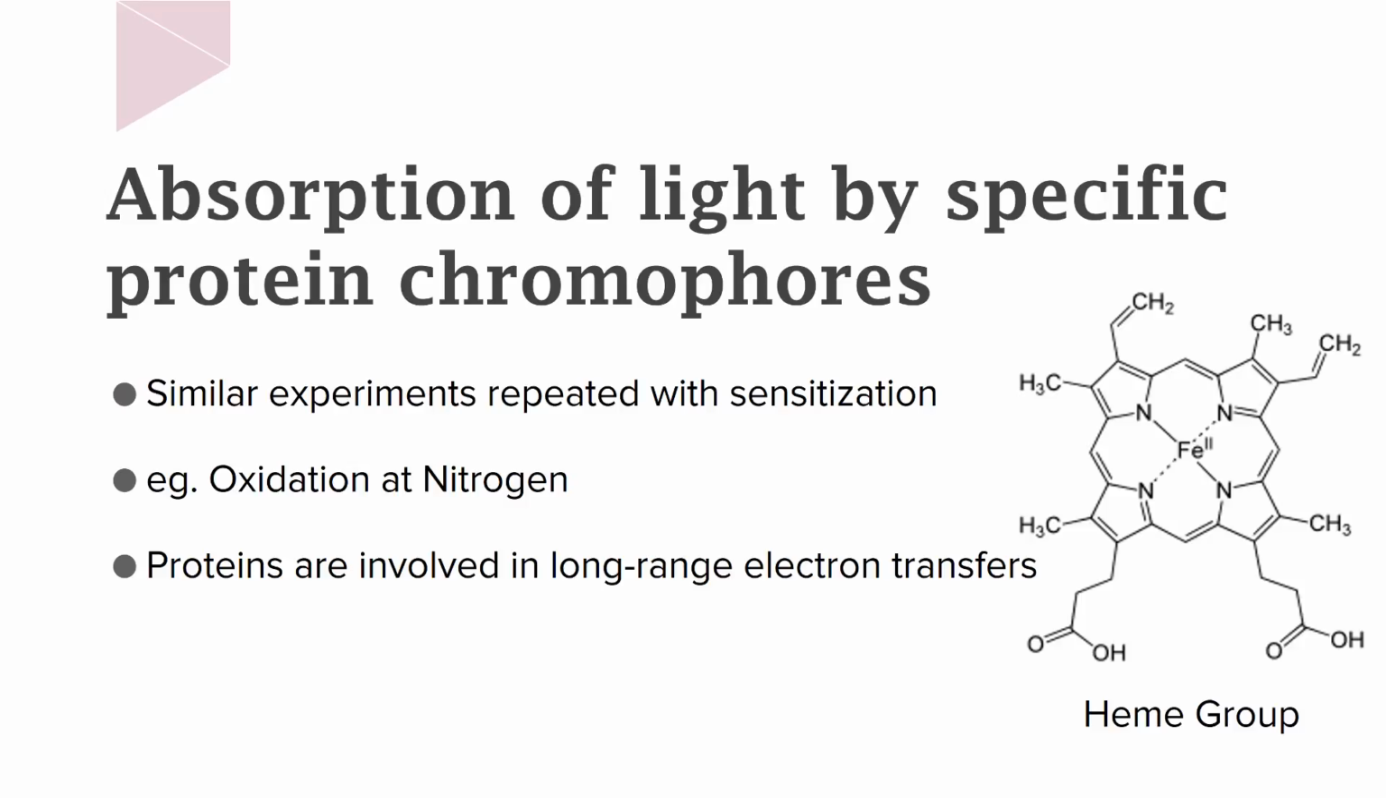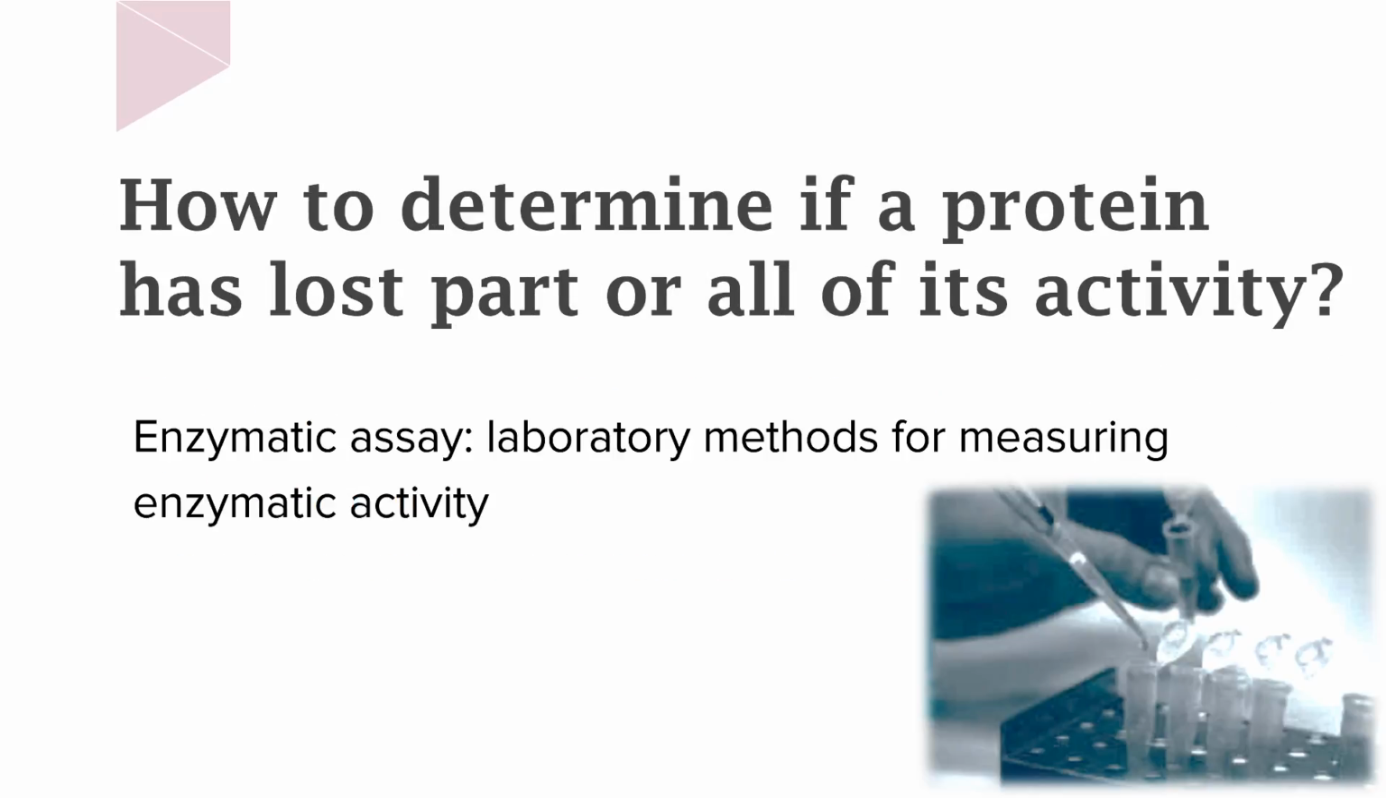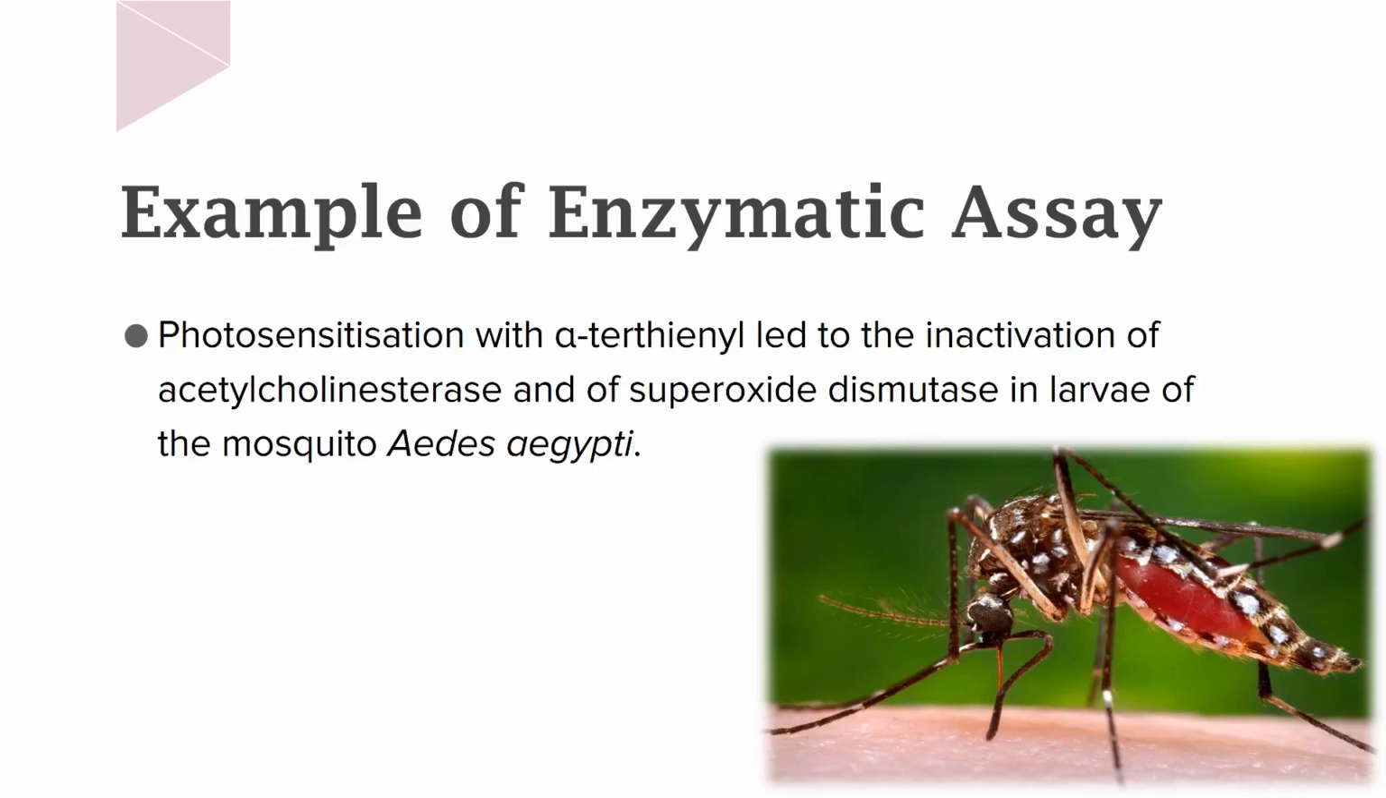To determine if a protein has lost part or all of its activity during exposure to radiation, regardless of the use of sensitizer, tests can be done using an enzymatic assay. An enzymatic assay is a laboratory method to measure enzyme activity. An example of the use of an enzymatic assay is the photosensitization with alpha-terthienyl, which led to the inactivation of acetylcholinesterase and of superoxide dismutase in larvae of the Aedes mosquito. The chemical modifications responsible for such changes in enzymatic activity are not known.